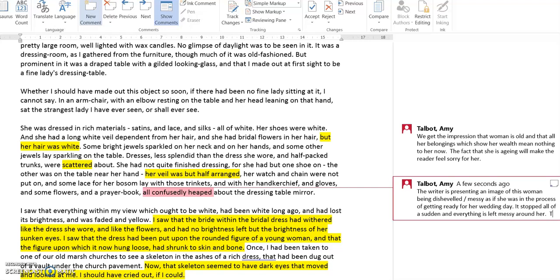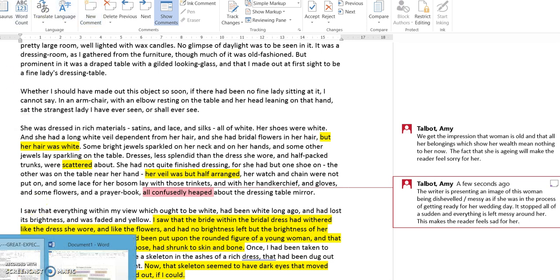Okay, so again, this makes the reader feel sad for her, and the fact that her wedding seems to have stopped and it's just been left in this kind of chaos around her. So that would make us feel sort of sorry for her.